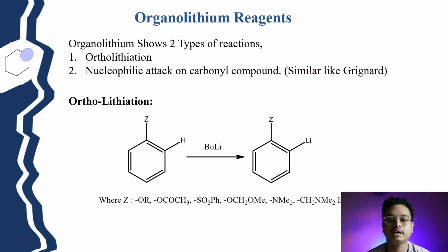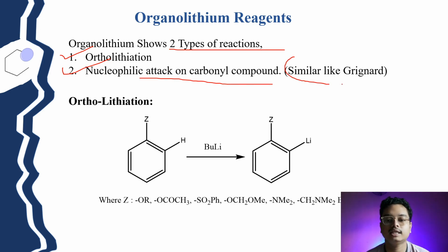Organolithium shows two types of reaction. One is ortholithiation, and one is nucleophilic attack on the carbonyl compound. This is similar to Grignard, because both are hard nucleophiles. That's why both show 1,2 addition. Now first let us talk about the ortholithiation in brief.